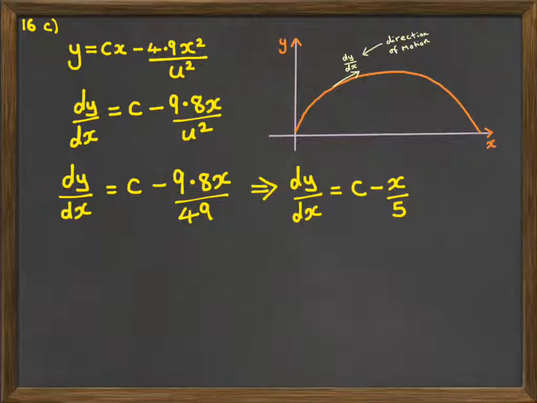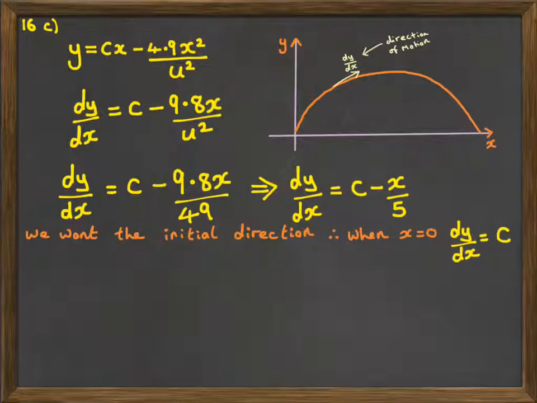Now we are interested in the point where the direction of motion is perpendicular to the initial direction of motion. So what we're going to do first is find out what that initial direction of motion is. And to do so, it is as simple as substituting x equals 0 into this derivative, and we get dy by dx equals c. So the initial direction of motion is equal to c.